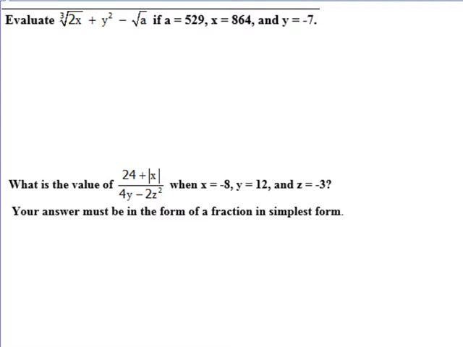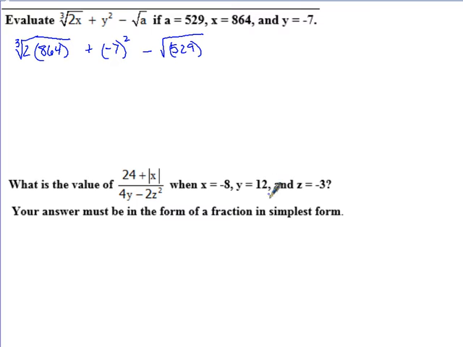So here are some example problems. We have the cube root of 2x plus y squared minus the square root of a, and they give us numbers for a, x, and y. So I'm going to substitute those in. So I have the cube root of 2 times x, and x is equal to 864. Make my root a little bigger. Plus y squared, and y is equal to negative 7. Notice I'm putting everything in parentheses. Minus the square root of a, and a is 529.